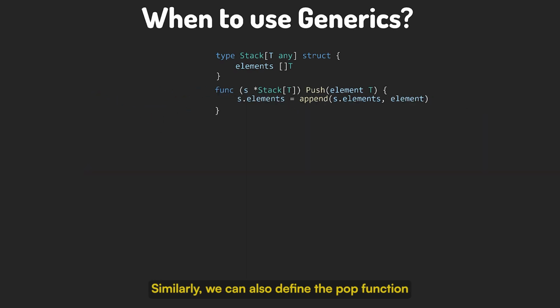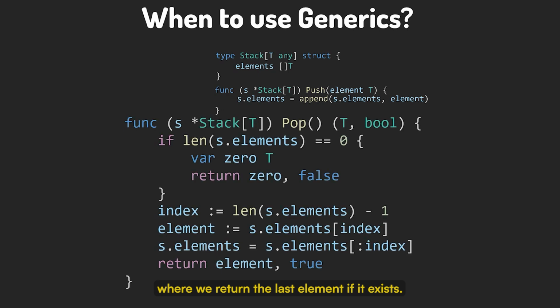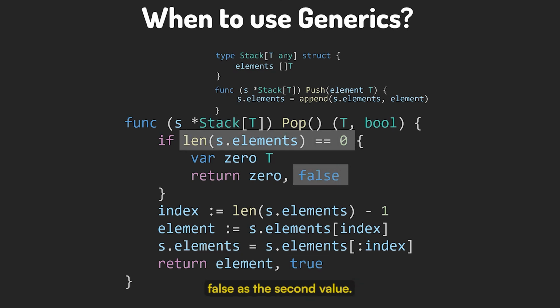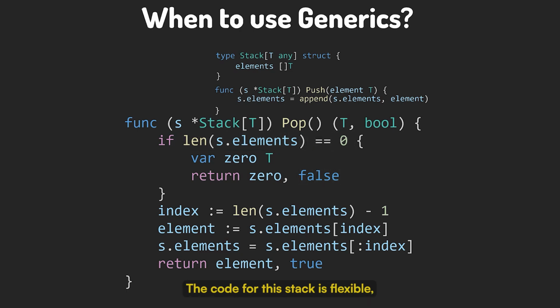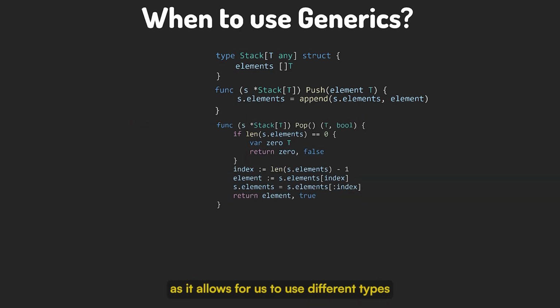Similarly, we can also define the pop function where we return the last element if it exists. We are using the value-ok pattern here, where if we can pop an element from the stack, we return true as the second value, and if no elements exist in the stack, then we return nothing and return false as the second value. The code for this stack is flexible as it allows us to use different types with the same code while allowing type safety at the same time.